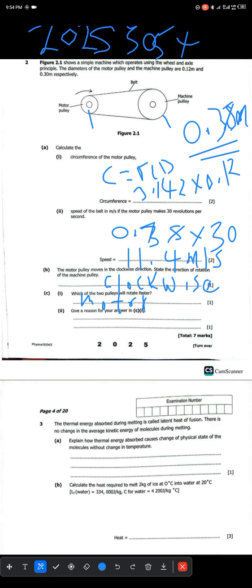The reason why we are saying the motor pulley is the one which is rotating faster is because it has a small diameter. That's the reason we're going to give there, or say it has a small circumference.